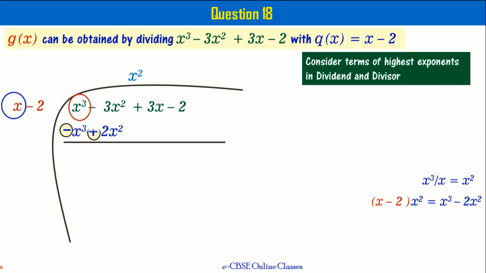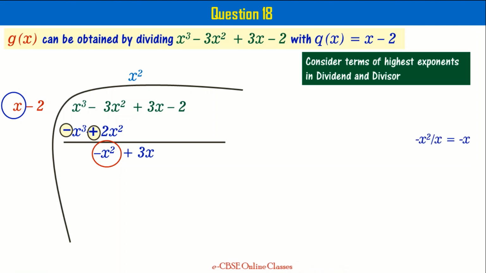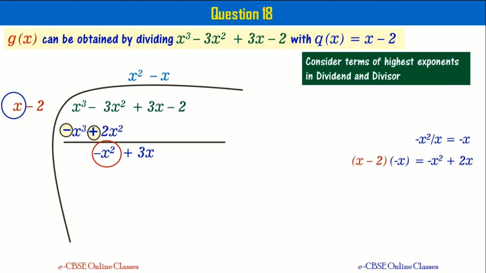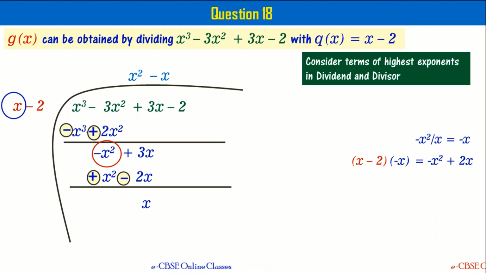Now when you subtract, what you get is minus x square, right? Now we have to bring plus 3x down, and for this particular expression minus x square has to be taken out and divided with x such that you get minus x, which is part of quotient, and then multiply divisor with minus x and subtract that expression from previous expression so that you get x as the answer.